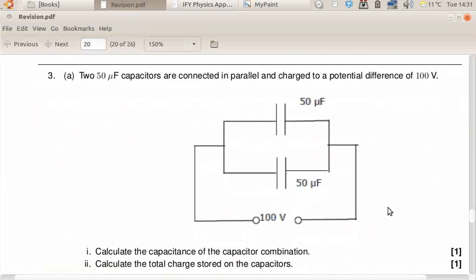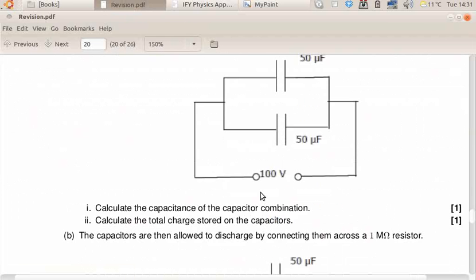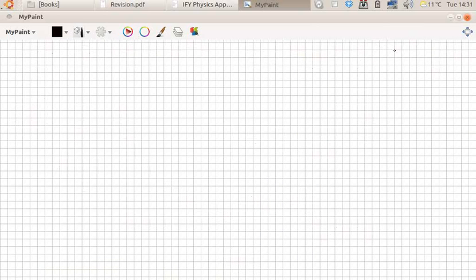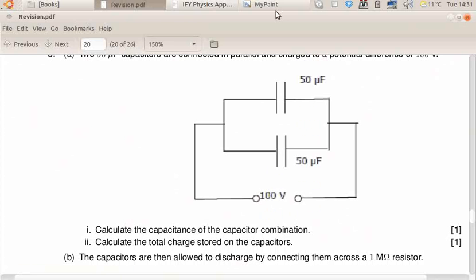Here are two capacitors and there's a battery of 100 volts. You're to calculate the combination and then the total charge. So it's only 1 mark. What's the total capacity of both? Isn't it just the sum? Yeah, so that one there, C will be just 100. Is it micro again? It's probably micro, yeah. Microfarads.